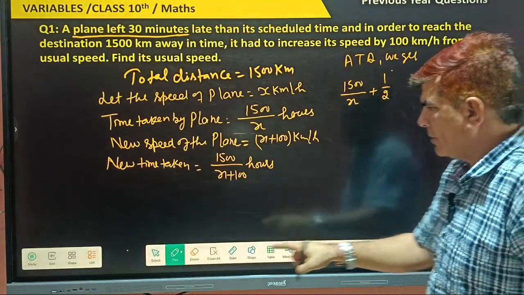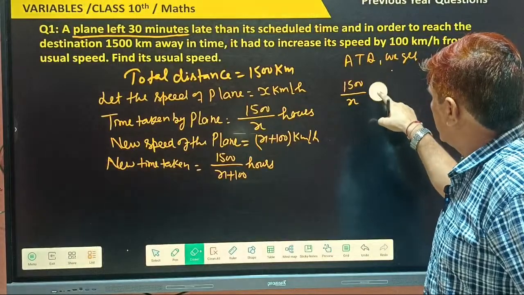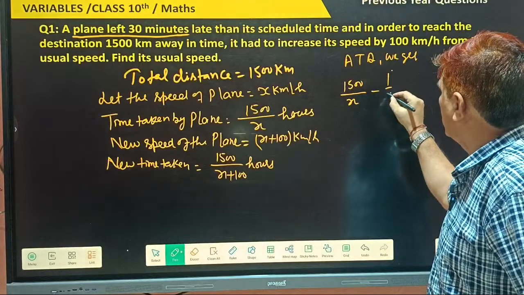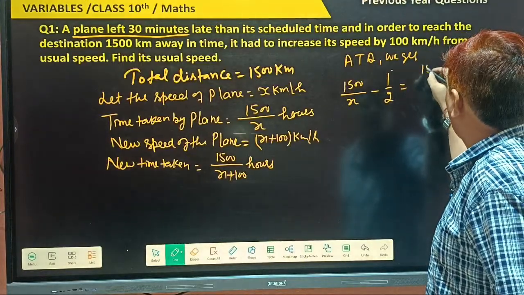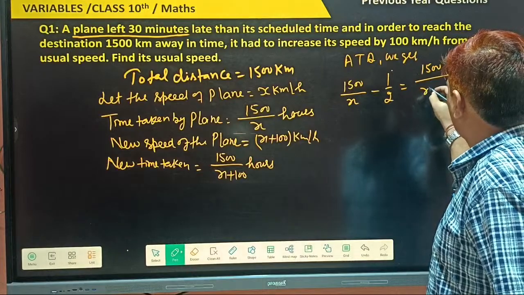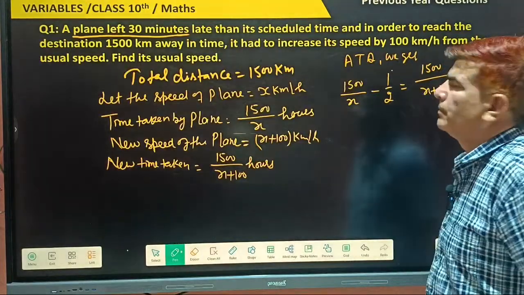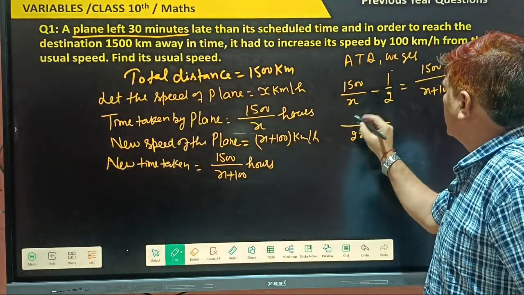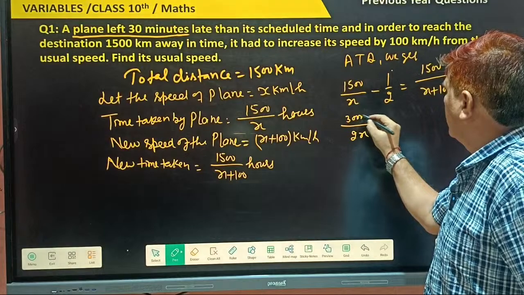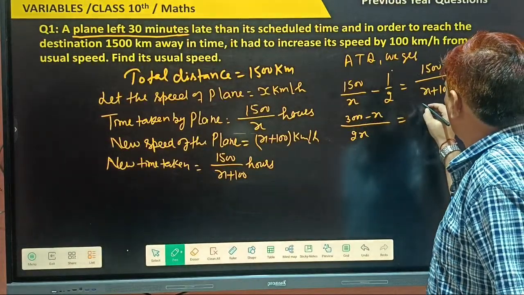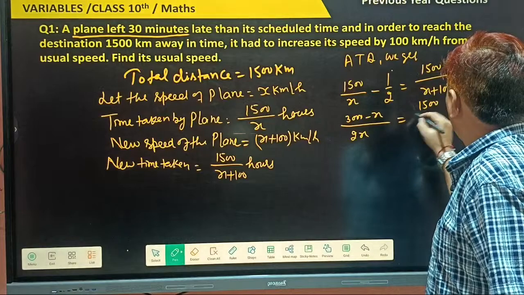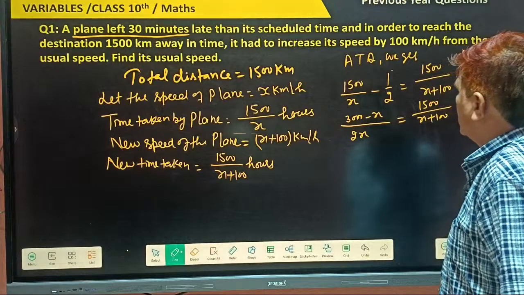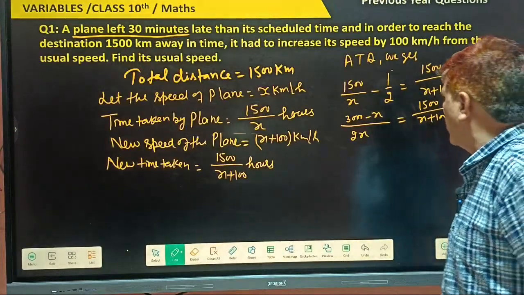Sorry, this minus is coming here. So if we subtract, the half hour more, 30 minutes more than it, is equal to 1500 by x plus 100. So what's your LCM? 2x is your LCM. So what's coming? 3000 minus x over 2x is equal to 1500 by x plus 100. Now cross multiplication.